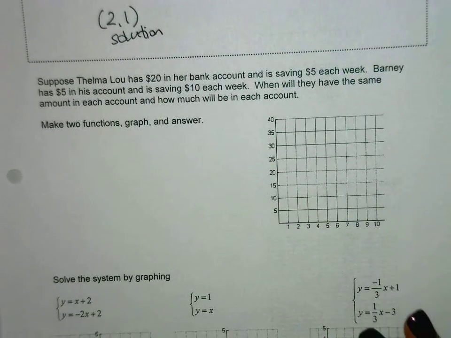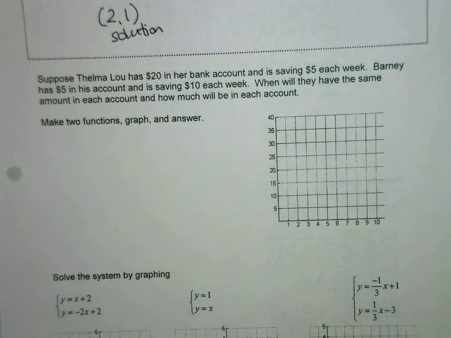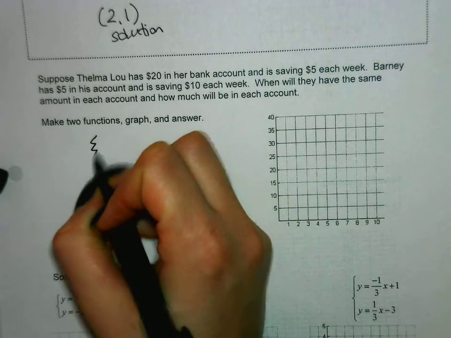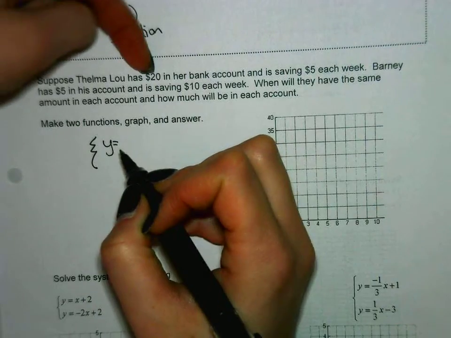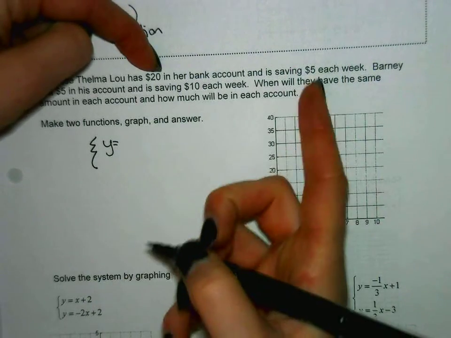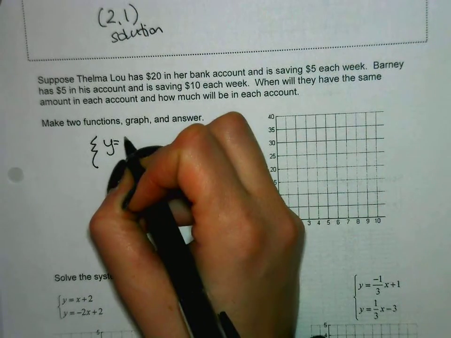So let's suppose that Thelma Lou has $20 in her bank account and is saving $5 each week. Barney has $5 in his account and is saving $10 each week. When will they have the same amount in each account, and how much will be in the accounts? So first we have to make our two functions, so our system of equations. If we look at Thelma Lou, we know she started off with $20 in her bank account, but each week she's putting in $5.